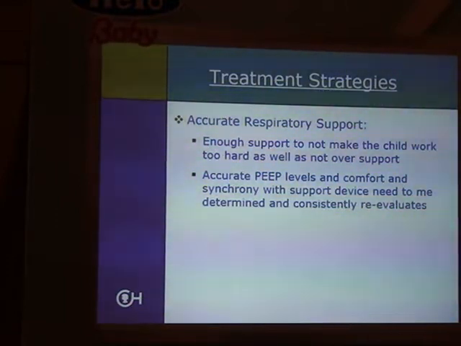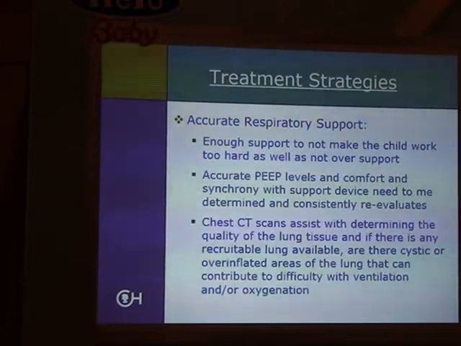If they're not growing, are unable to tolerate handling, and are getting dyssynchronous with the ventilator or showing discomfort, the first thing that we do is increase our PEEPs and look at our waveforms and at how the baby handles. So depending on what device they are on, if they're on non-invasive or high flow, do we need to increase support, and then reevaluate them and see how they're doing.